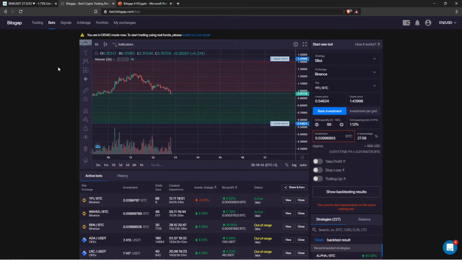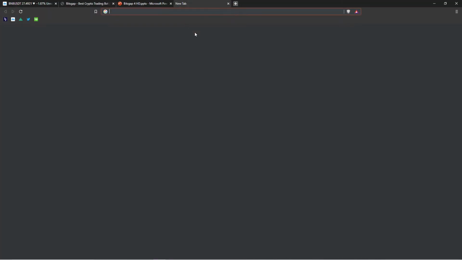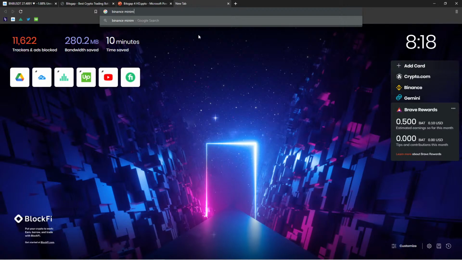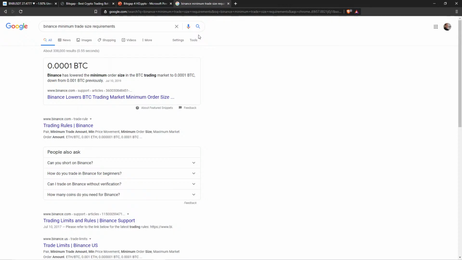There is actually one question left. How is the total amount necessary to start the bot calculated? Once again, it depends on the grid quantity. The more grid levels you have, the more each grid level is going to be an additional investment. And for each cryptocurrency pair on Binance, there is a minimum requirement. So let's look for Binance minimum trade size requirements.